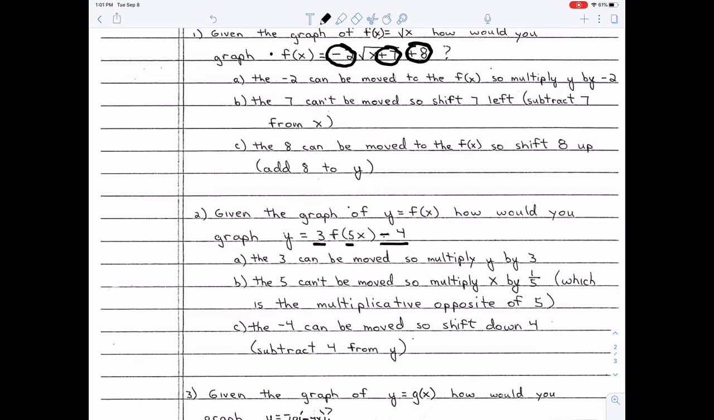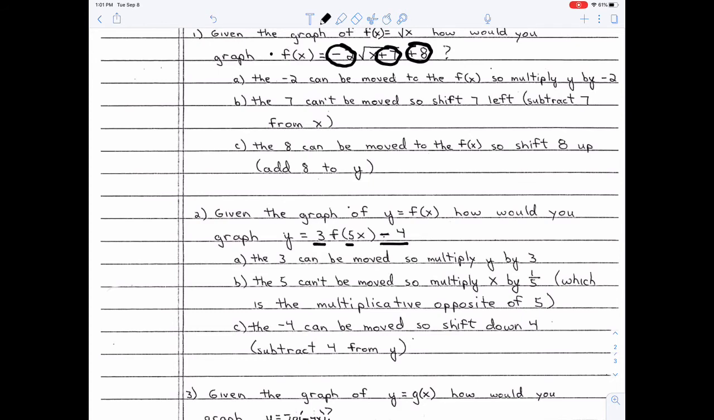The 5, could I move it over with the y? No, I can't because it's in the parentheses, so the 5 is with the x. 5 is changing the x. Now, is that 5 on the same side of the equation as the x? Yes, it is. Therefore, I do the opposite of what it says. And what it says right now is multiply by 5. So what do I do?